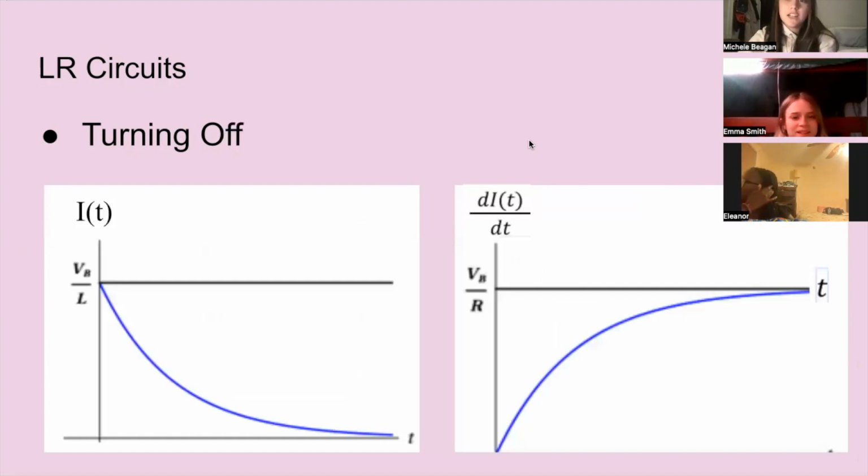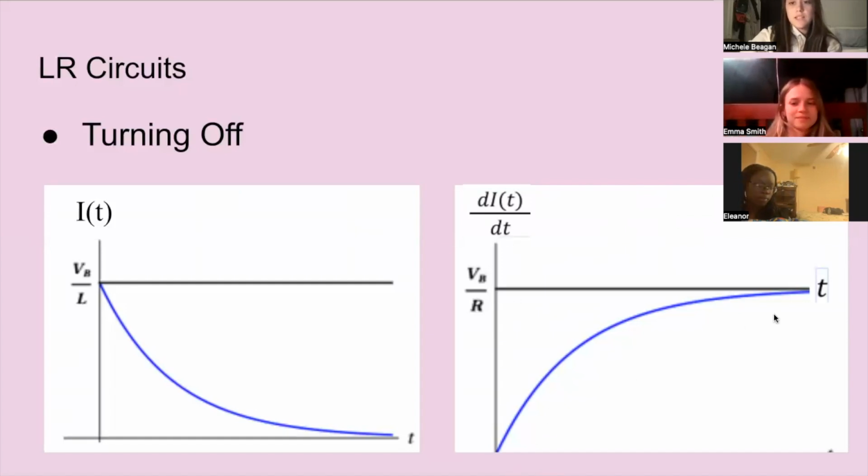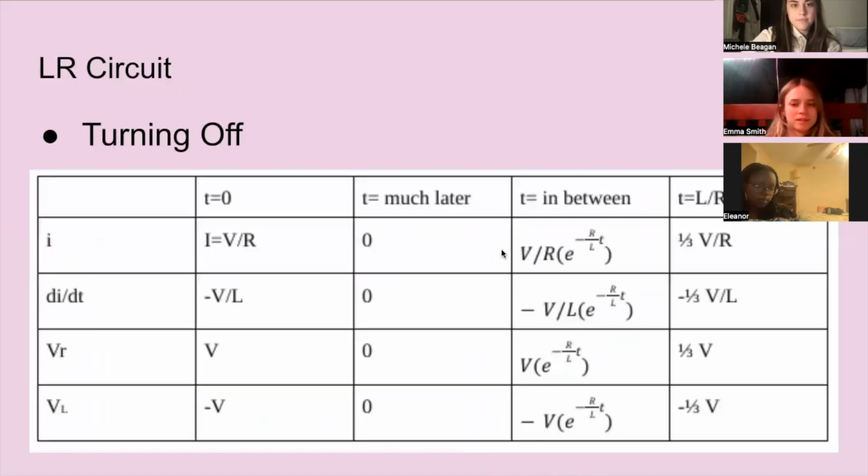And then for turning off, I of t is going to be decreasing, and then di over dt of t is going to be increasing below the x-axis.